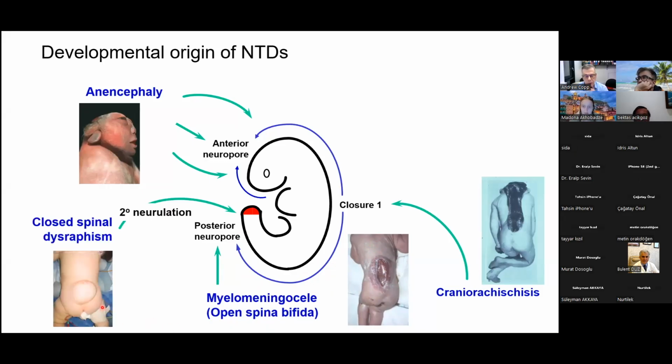And then the closed, skin-covered dysraphic conditions are thought, although I would say this is still much less well understood than for the primary neurulation, but are thought to be secondary neurulation abnormalities.